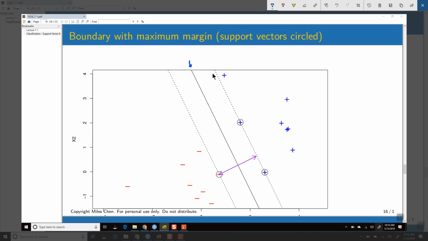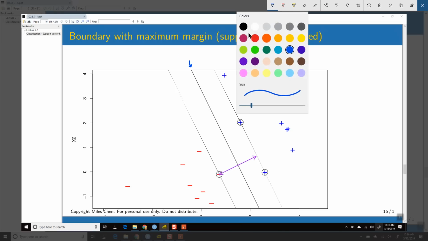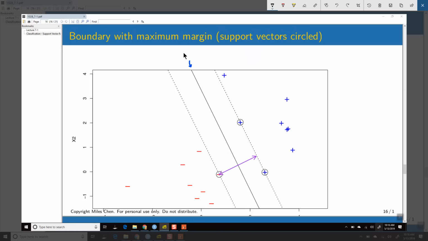So we define this boundary as y equal to W transpose x plus b. And for the boundary, we're going to define this as 0. So if there's some new point x right on the boundary, these new points would get classified as 0, neither positive nor negative.